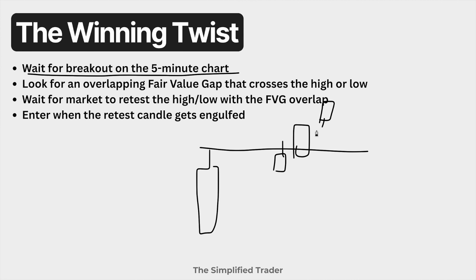That fair value gap has to be the same candle that breaks out of the range. That has to be the middle candle. It is even better if the fair value gap overlaps with the actual range high. That is what we are going to wait for. This is not just a random push. This is displacement through the level to show you that buyers are in control.